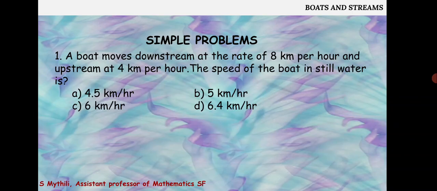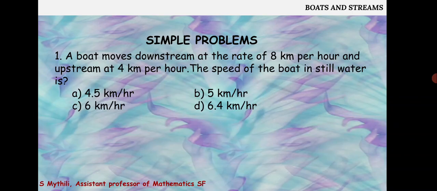Number 1, a boat moves downstream at the rate of 8 km per hour and upstream at 4 km per hour. The speed of the boat in still water is. So, our question is the speed of the boat. What is the formula for speed of the boat? Already we saw, no? (Downstream plus upstream) by 2.